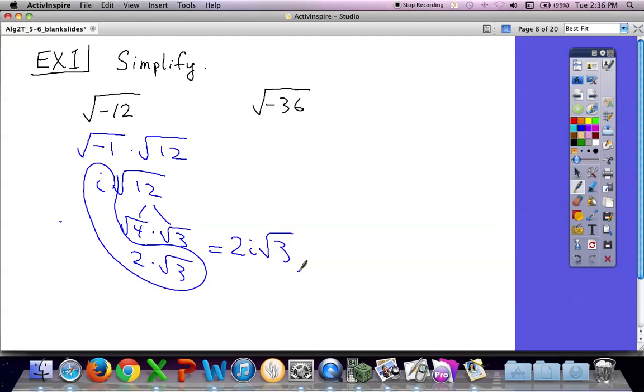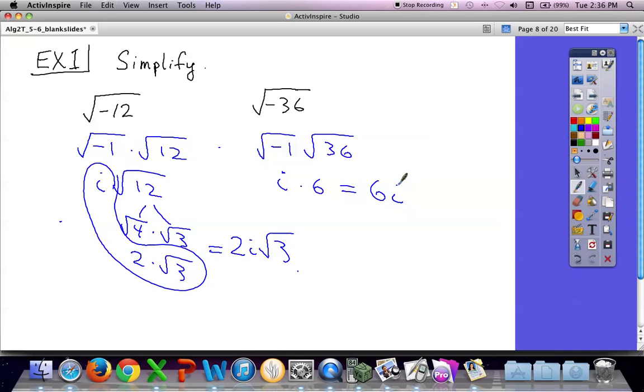What about this one here? The square root of negative 36. We can split off the negative 1 from the 36. And then the square root of negative 1 is i. And the square root of 36 is 6, which is 6i.